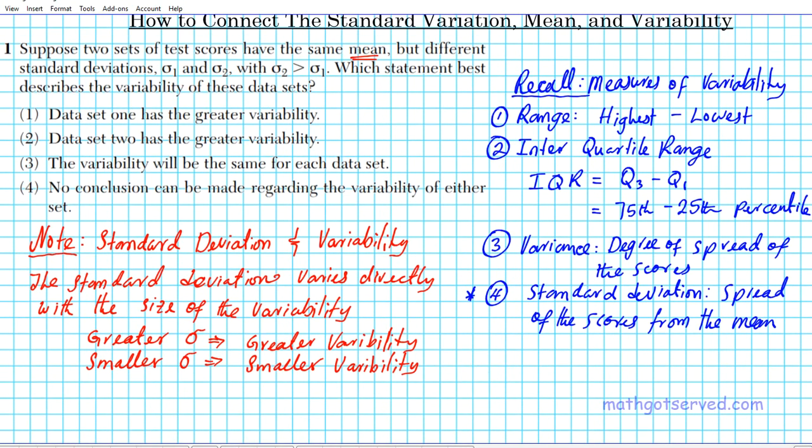Since the standard deviation of dataset 2 is greater than the standard deviation of dataset 1, that basically means that dataset 2 will have a greater variability. Remember, the greater the standard deviation, the greater the variability. Since dataset 2 has a greater standard deviation, it automatically follows that it's going to have a greater variability compared to dataset 1 because they have exactly the same mean.